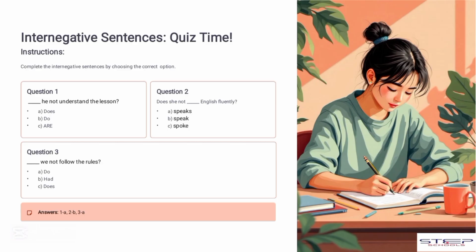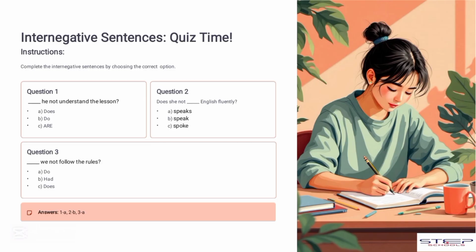Now we're going to move towards question 2. Does she not dash English fluently? So if you have chosen option B, then you're right. Now we're going to hit question 3. Dash we not follow the rules? So there are 3 options: do, had or does. So if you have chosen option A, then you're right.